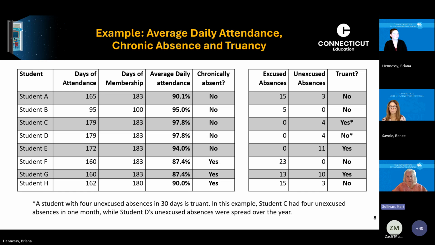And there are procedures that need to be taken as far as meetings with families, trying to find out the reasons why, and coming up with an attendance plan. There's truancy guidance on our website as well. I can put that in here. But if the student had 11 unexcused absences, they would be truant.